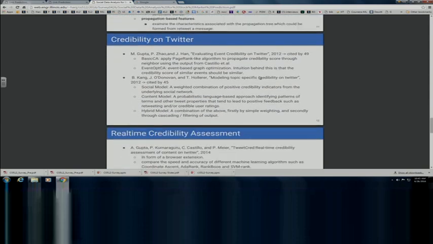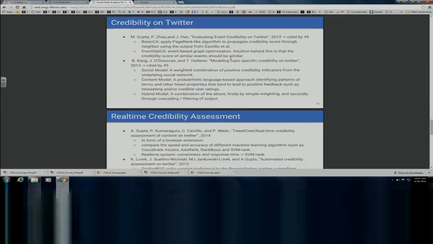We also found a paper from Professor Han, evaluating event credibility, in 2012. Basically, they use the Castillo output and apply the PageRank algorithm to propagate the credibility score through the neighbors to get a more accurate credibility score. They also apply some graph optimization. The intuition behind this is that the credibility scores of similar events should be similar.